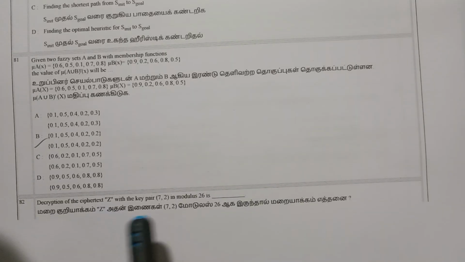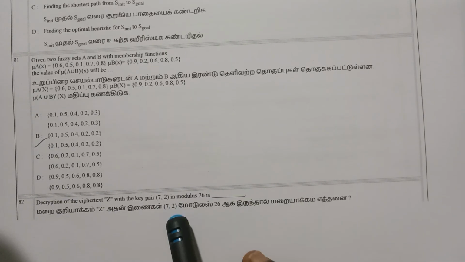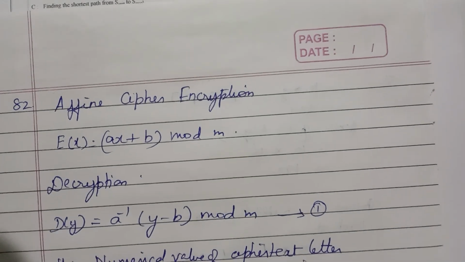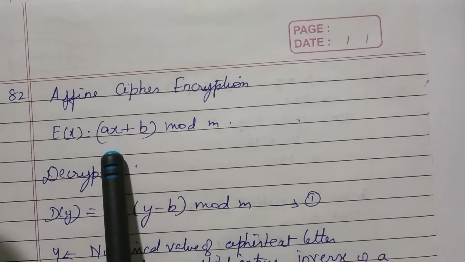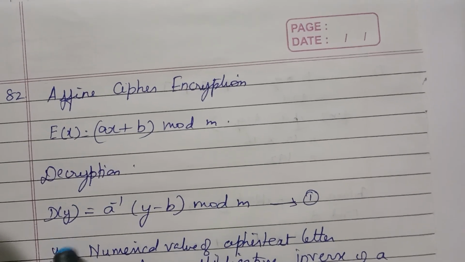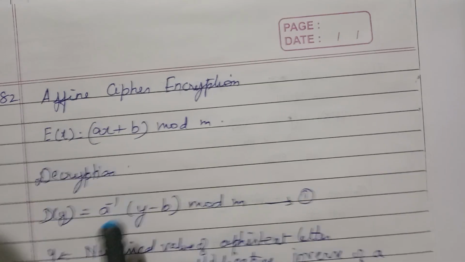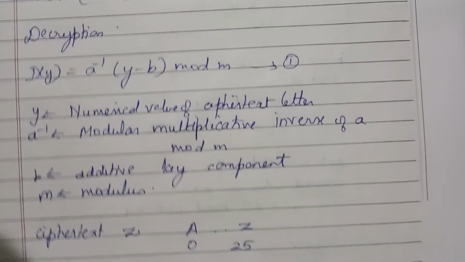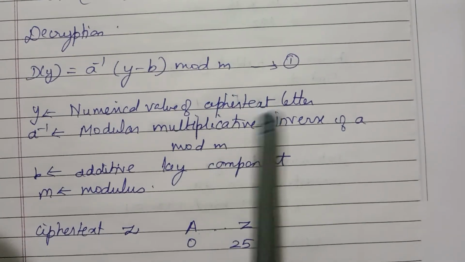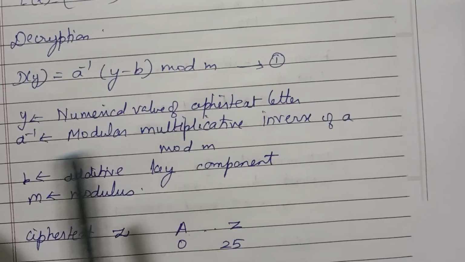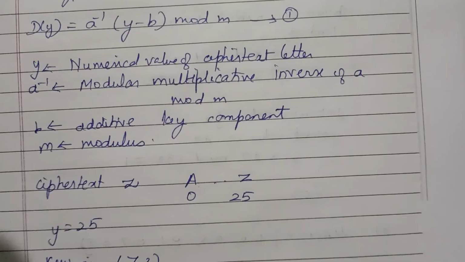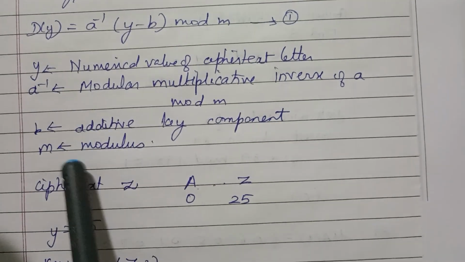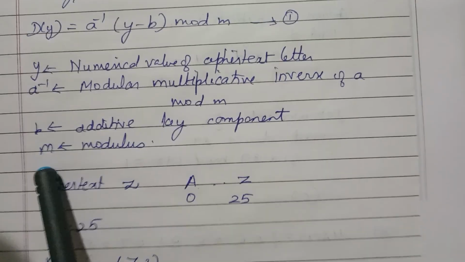Question number 82. Decryption of the ciphertext Z with the key pair 7, 2 in modulus 26 is. This uses the affine cipher. Encryption is ax plus b mod m. So decryption will be D of y equal to a inverse of y minus b mod m. What is the value of y? It is the numerical value of the ciphertext letter. The letter given was Z. Then a inverse is the modular multiplicative inverse of a mod m. We'll see how to find the value of a inverse. Then b is the additive key component and m is the modulus.